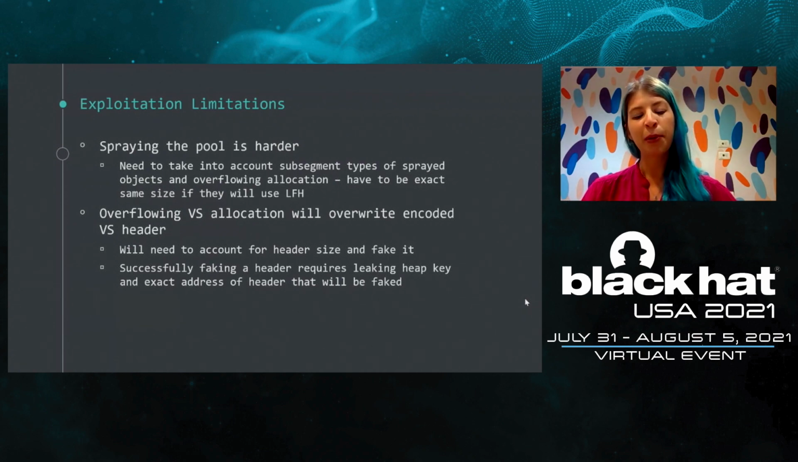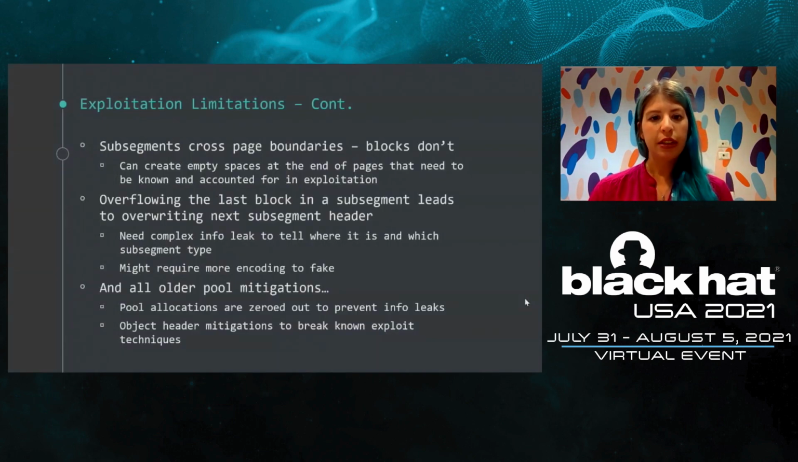If we're going to overflow a block in a VS subsegment, then we're going to overflow the next VS chunk header that isn't encoded. And if we don't fake it correctly, then when the kernel tries to handle it, it will decode it and will most likely just crash in one way or another. And faking it is really hard, because to encode it properly, we need like 2 or 3 different information disclosures that are very non-trivial anymore. So it doesn't make it impossible, but it does make it a lot harder than this used to be. That's one thing.